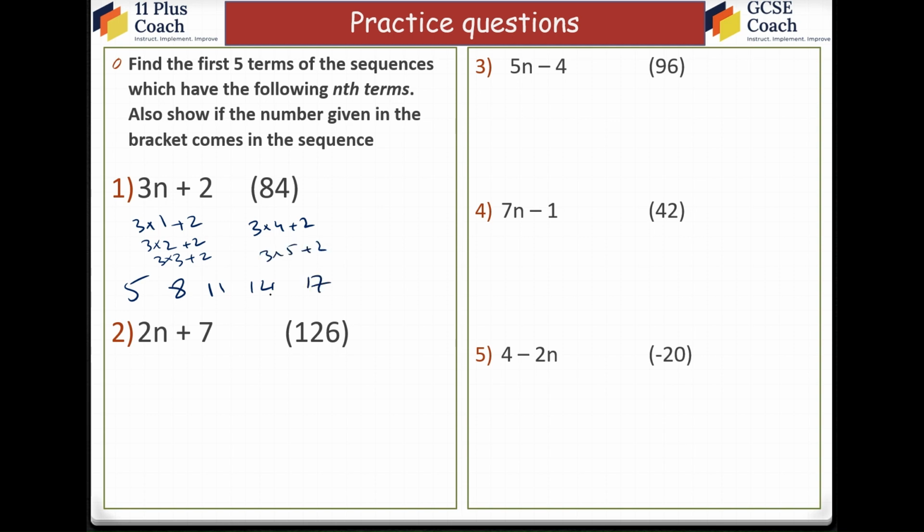So these are the first 5 terms of the sequence. Is 84 in the sequence? I can check that. 3n plus 2 equals 84. I take away 2 from both sides, and I end up with 3n equals 82.